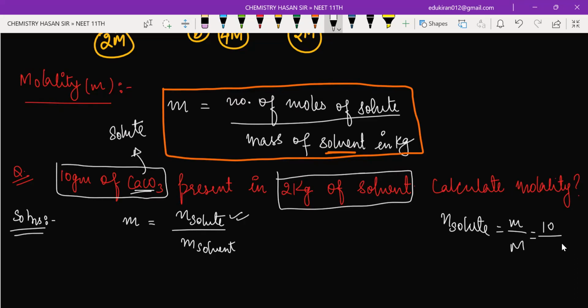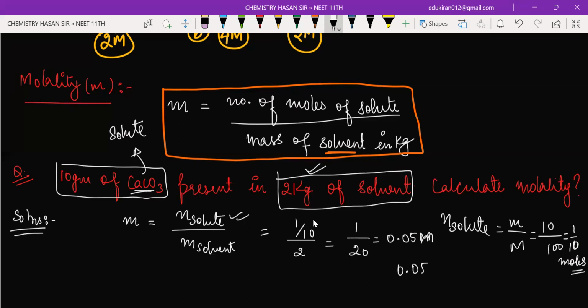100 it is. So when you are going to divide it, it will be 1 by 10 mole. Now, mass of solvent is already given in kg. So you are going to divide 1 by 10 upon 2. So it will be 1 by 20, which comes out to be 0.05 m, a small m. You can either write 0.05. Here it is moles and here it is kg. So this will be 0.05 moles per kg. Is that clear, everyone?